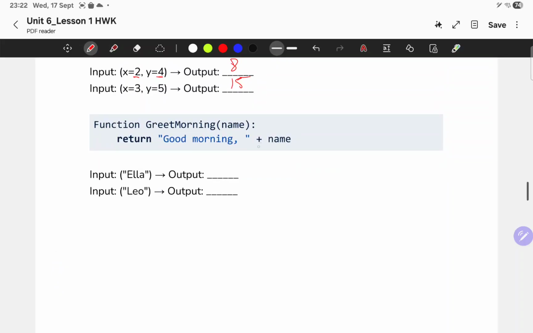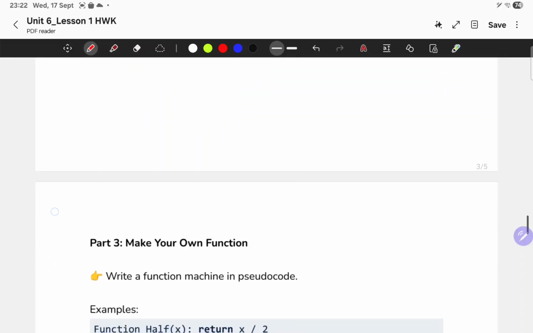What is next? Good morning plus name. So if the input is Ella, it's going to be good morning, Ella. If the input is Leo, it's going to be good morning, Leo. Should be fairly easy. This could have been called name, it could have been called x, y, or whatever you want. But ideally we should make it something fairly simple. Usually with numbers we use x, y, z, and usually with anything else we use the actual name of what it is, which is, in this case, name.